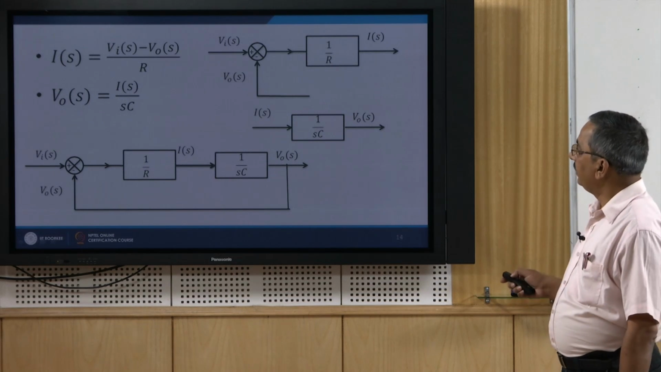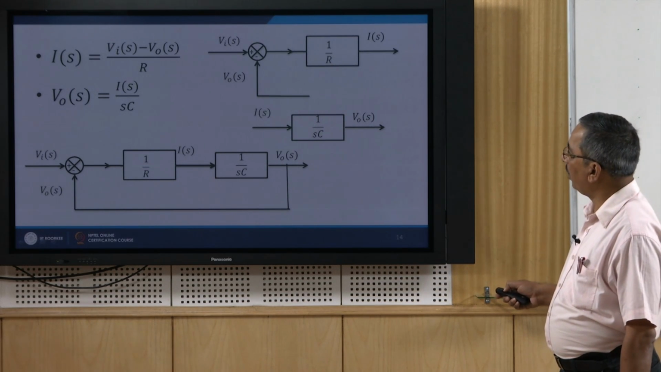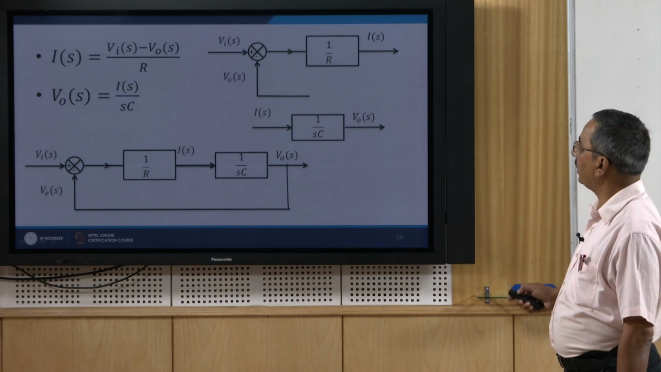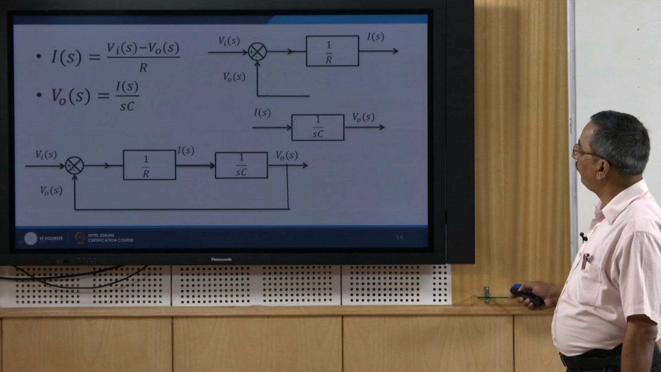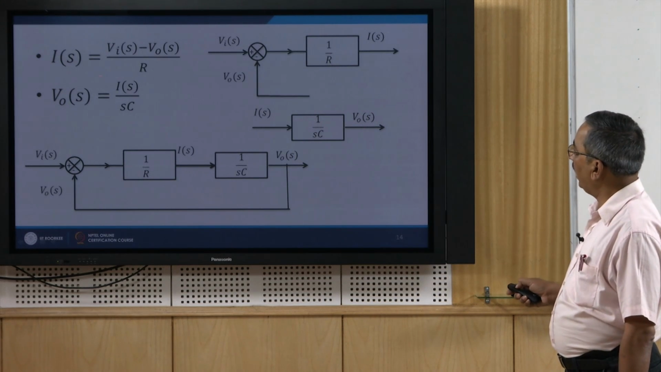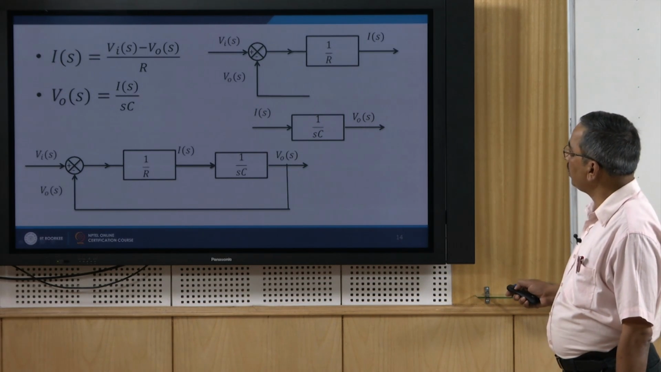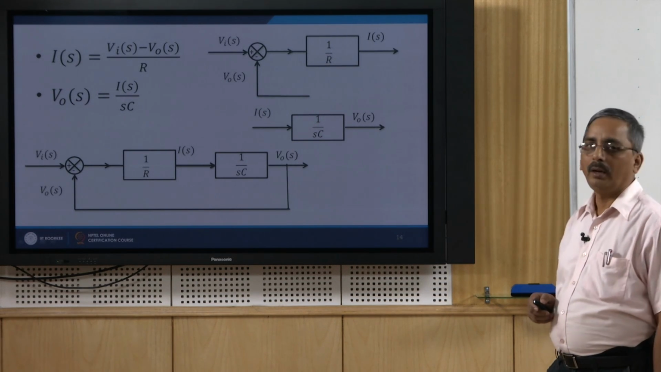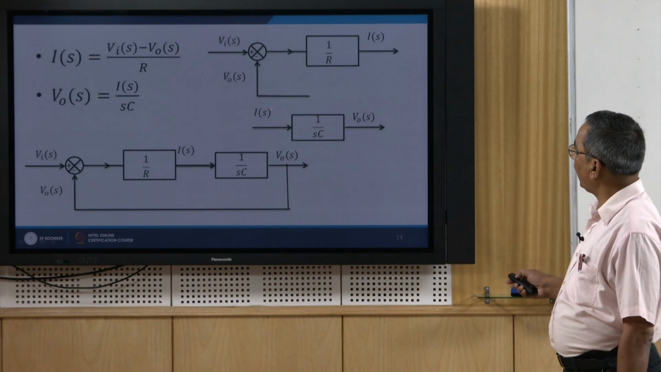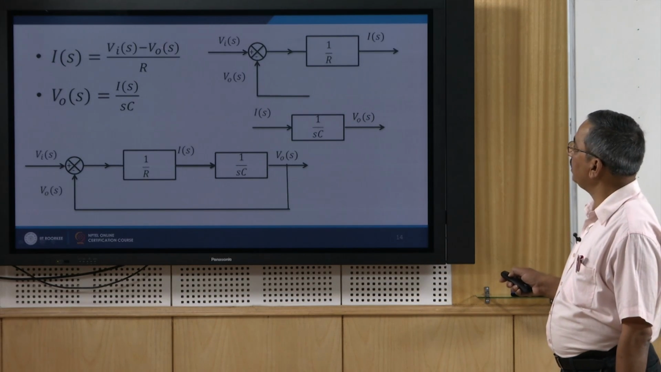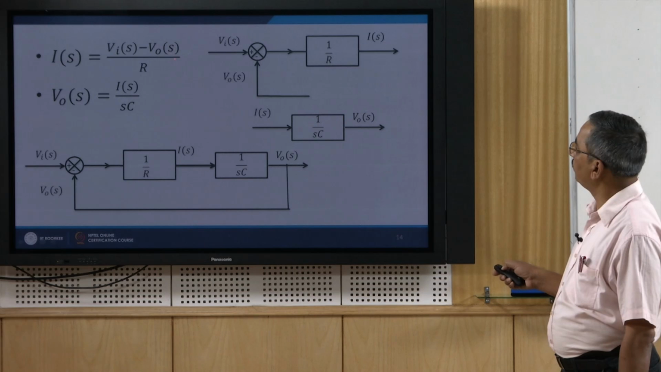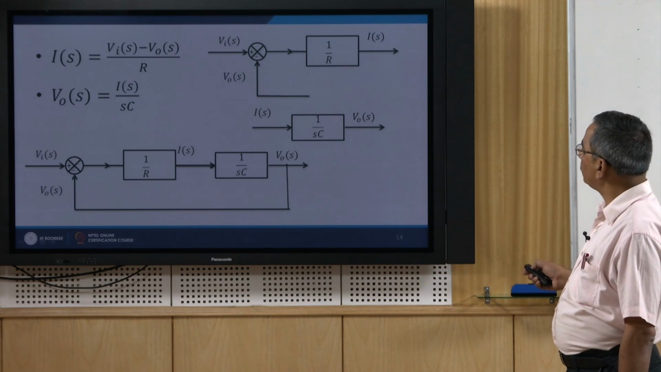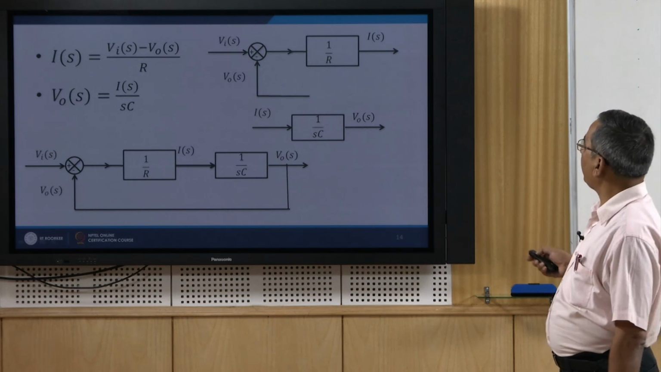The second part of the block diagram I can represent here: Vo is Is/Sc. Here Vo is my output and Is is my input, and 1/Sc is the transfer function. So, this block diagram represents this equation, whereas this block diagram represents this equation. Now, I combine these two blocks. So, how can I combine?